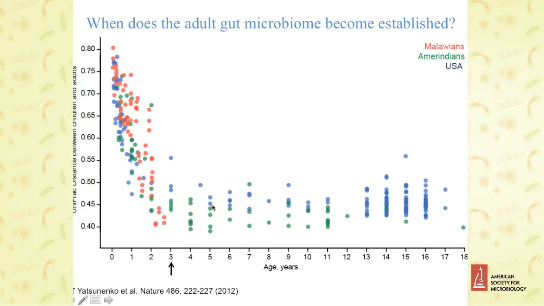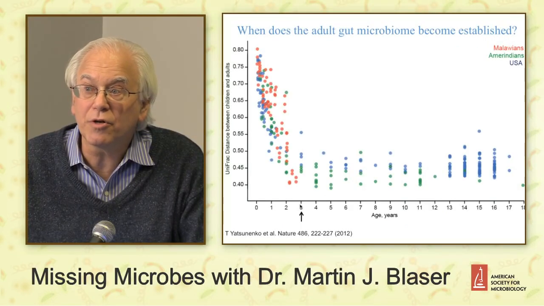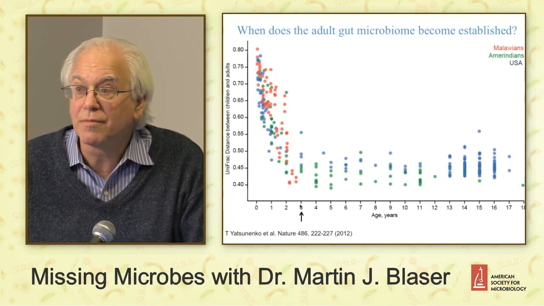And what's remarkable here is the age of transition is the age of 3 years. So the first 3 years of life is when the microbiome is developing. It's the most dynamic. It's also the period of life when babies are developing. They're developing their immunity, their metabolism, their cognition.